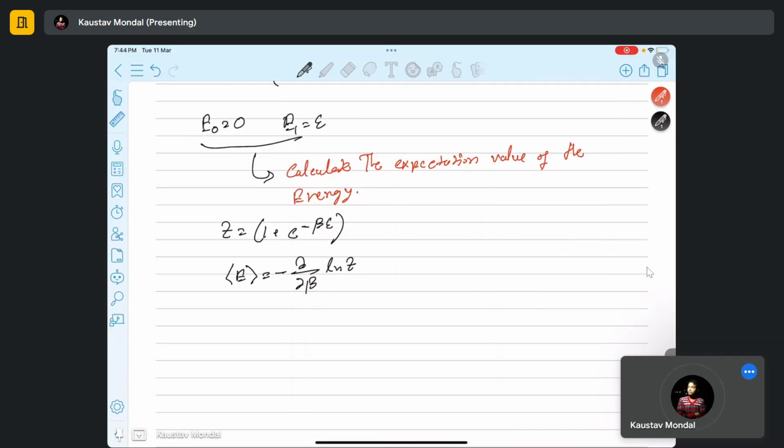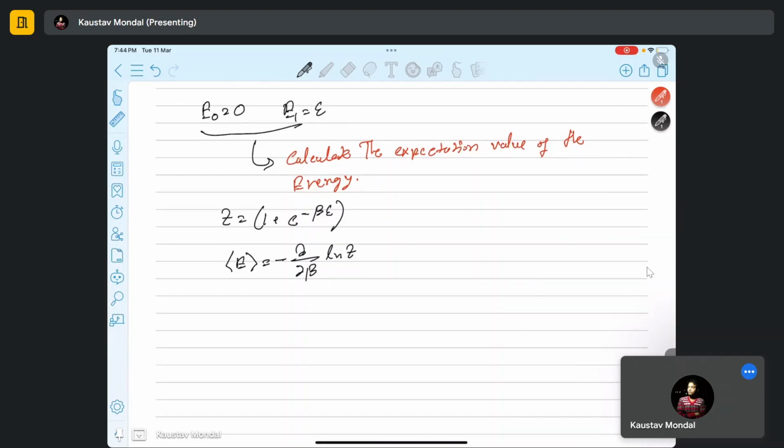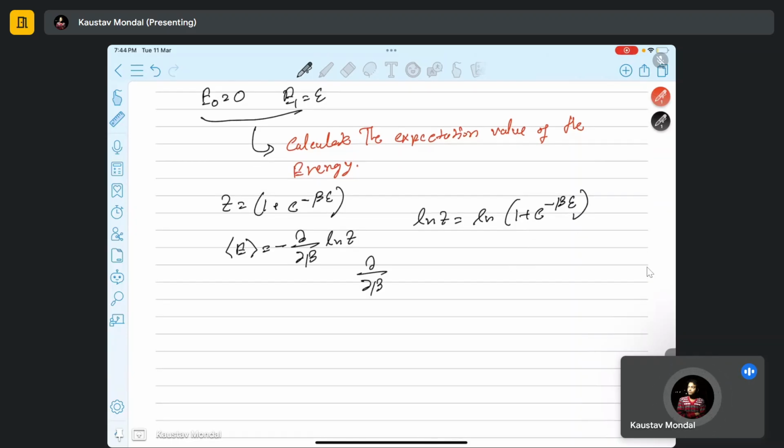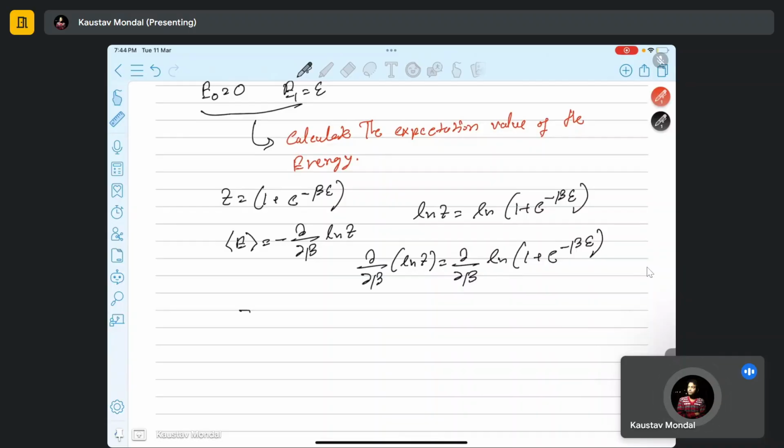How can you do that? ln Z is ln of 1 plus e to the power minus beta epsilon. So if you do the derivative, del beta of ln of 1 plus e to the power minus beta epsilon, 1 plus e to the power minus beta epsilon will go to the denominator, then e to the power minus beta epsilon into the derivative of the exponent, which due to the derivative gives minus epsilon, so it's minus epsilon.